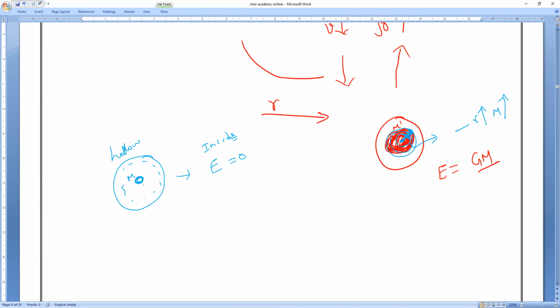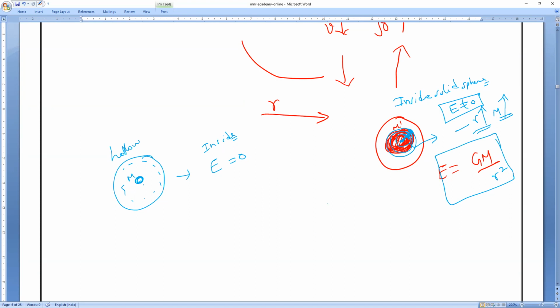Like that, as R increases, the mass also increases, only for inside a solid sphere. That is why inside, E is not equal to 0 for a solid sphere. E is equal to GM divided by R square. That is what you have to remember. Are you clear, everybody? Please respond.